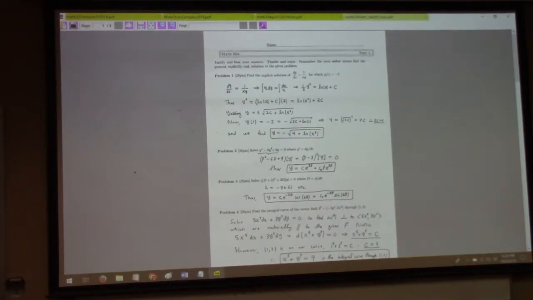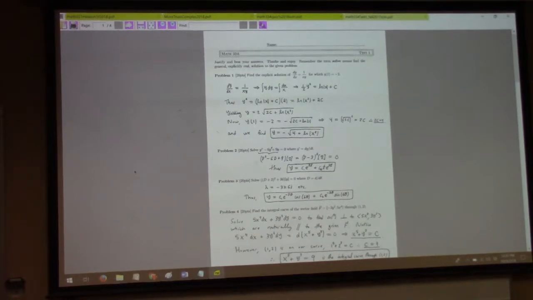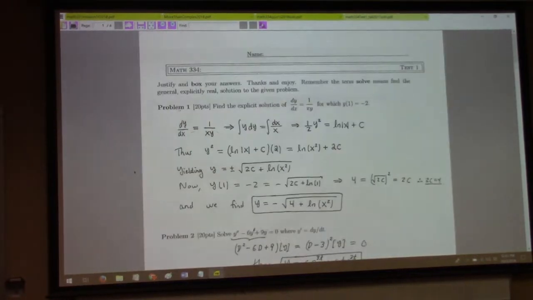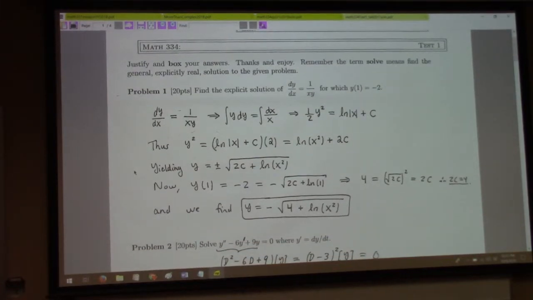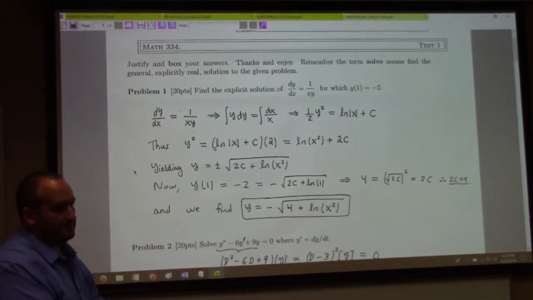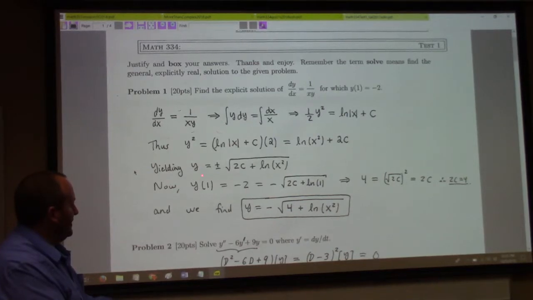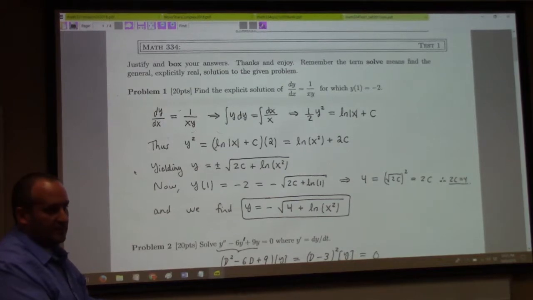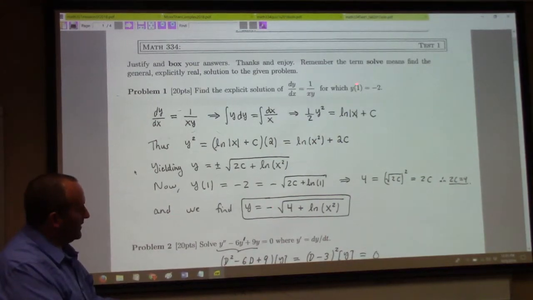Well. Okay, so problem 1, find the explicit solution. So what's that mean? When you see explicit solution, that means you have to solve for y, right? In this first one, you're given also that y of 1 is minus 2, right? And so, I think 40% of the class left plus minus in their solution. This is wrong. You must make a choice, right? You have to choose the minus because we have y of 1 is minus 2.